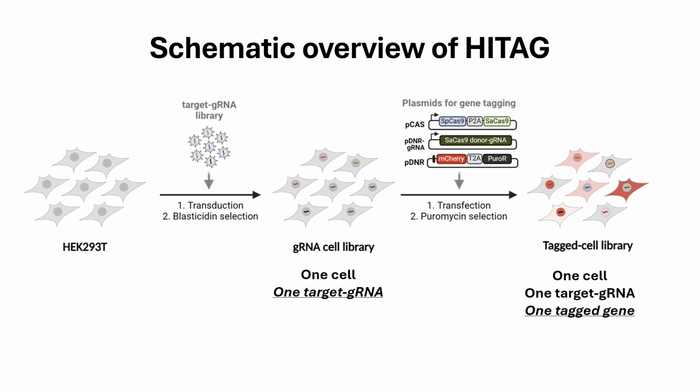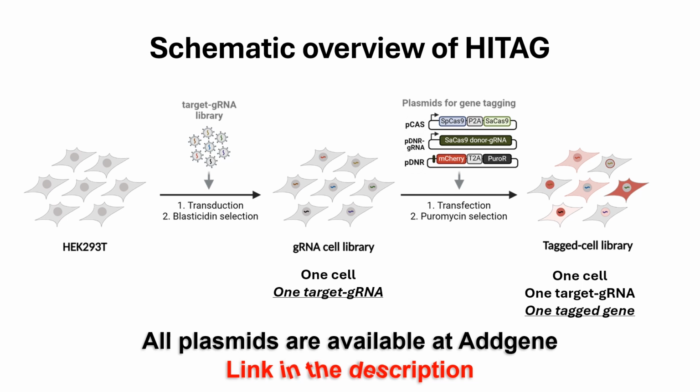This step initiates the tagging process where now each cell attempts to insert our tag at the C-terminus of a different gene. Similar to CRISP-Paint, properly tagged cells are then enriched by selecting for puromycin resistance within the population. At the end of the HITAG process, we obtain a diverse pool of tagged cells where each cell expresses a target guide RNA and has the corresponding gene C-terminally tagged.